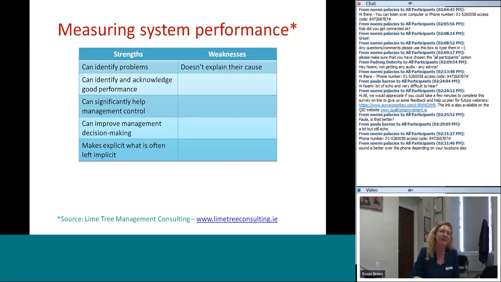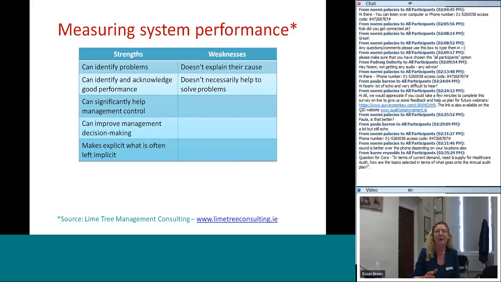Audit doesn't explain the causes of problems. It does identify them, but it doesn't explain the causes. Those of you who have received healthcare audit reports may be familiar with the recommendation: we've identified this non-conformance and non-compliance, and it's important for the senior most accountable officer to explore the reasons for non-compliance and put in place an action plan to address those. So it will identify the problem but not the cause. By the same token, it doesn't necessarily solve the problem, because you need to have figured out the cause in order to solve the problem, but it certainly gets it started.